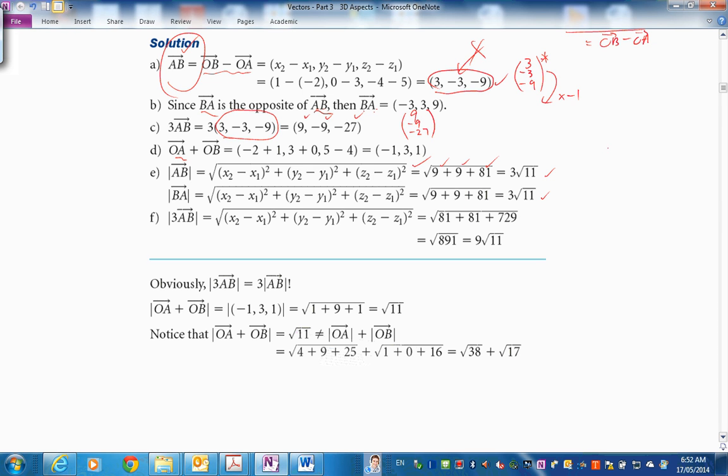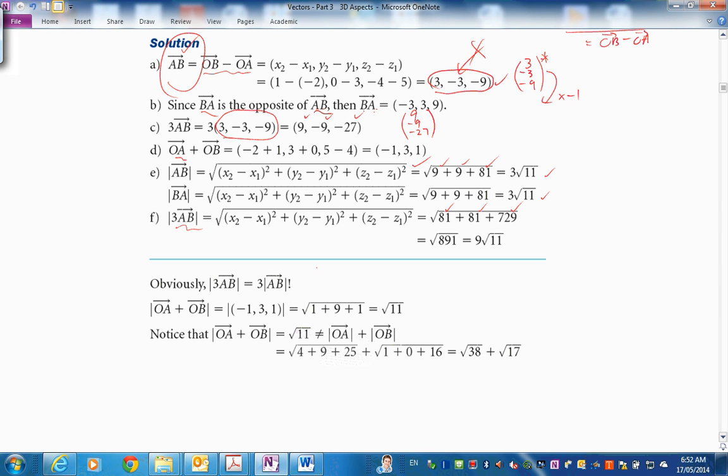AB and BA should have the same length. And of course, 3 times AB, all of these then are squared and added. Okay, so that's a good one there. I think you can see it's not too hard now to go into 3D land. All the things are pretty much the same. Okay.